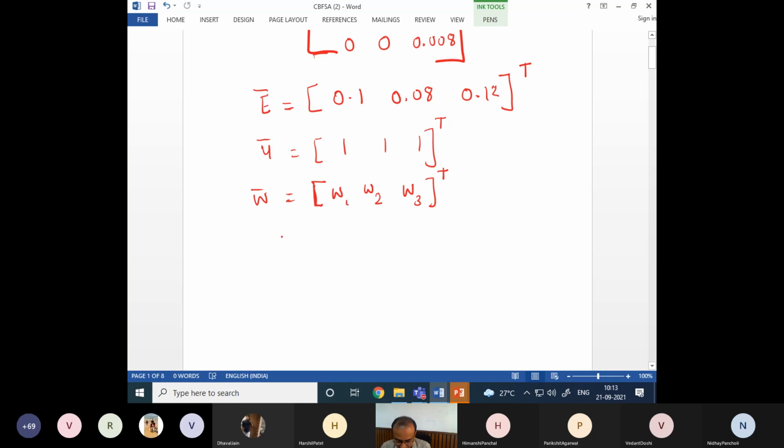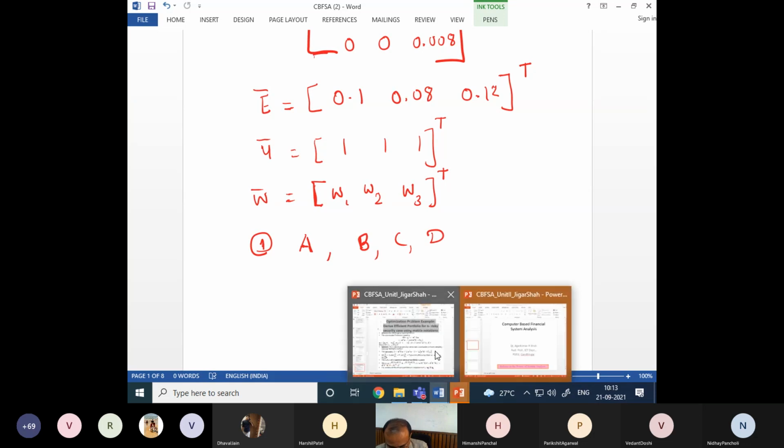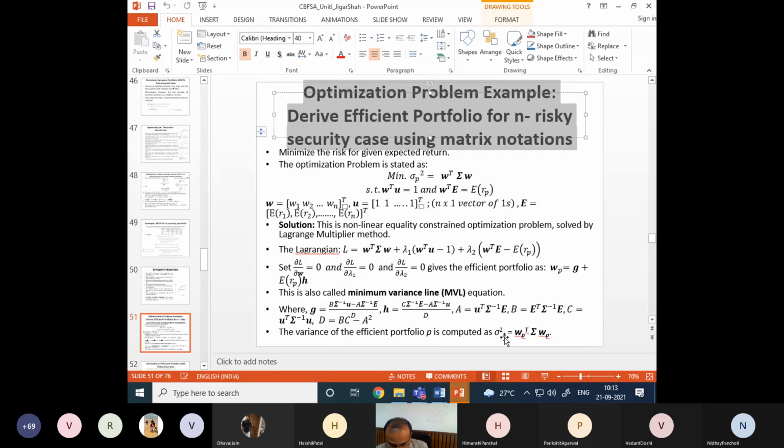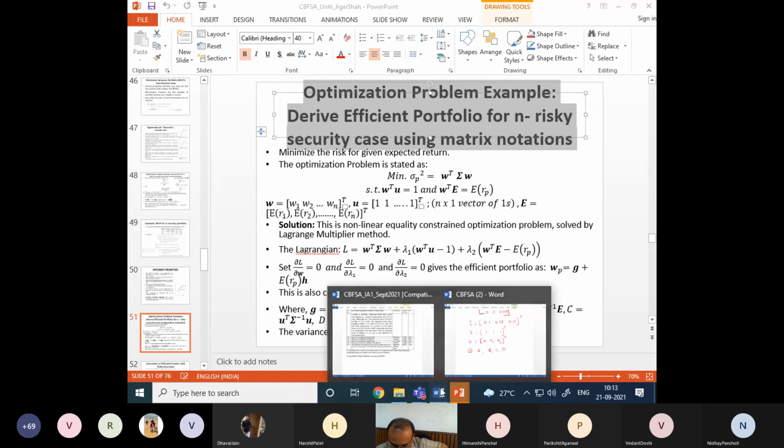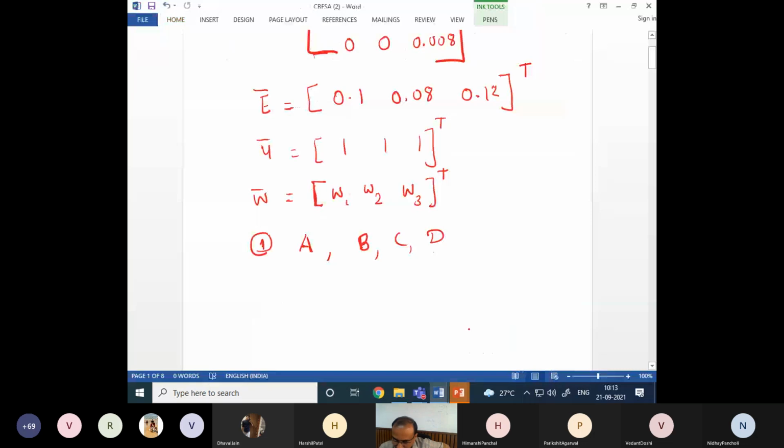So what do you need to calculate first? First you need to find capital A, B, C, D. That's what the equation says. From the theoretical discussion, you need A, which depends on U sigma inverse E. We need not do the inverse ourselves, MATLAB will do it for us. Once A, B, C, D are known, we can calculate the G bar and H bar vectors. So the second step is to find G bar and H bar.